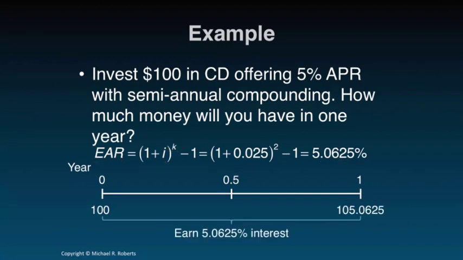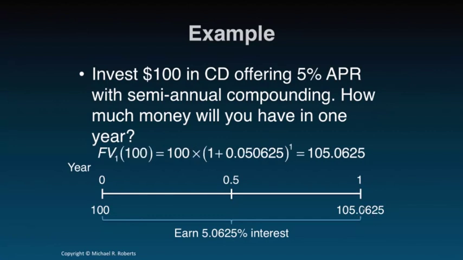In other words, over this entire period, I'm going to earn 5.0625%, which turns out to equal $105 and a little over 6 cents. That is, the future value 1 year from now of $100 is the $100 times 1 plus the EAR raised to the power 1. We're working in years, which gives me the exact same answer we got before, the $105 and 6.25 cents.